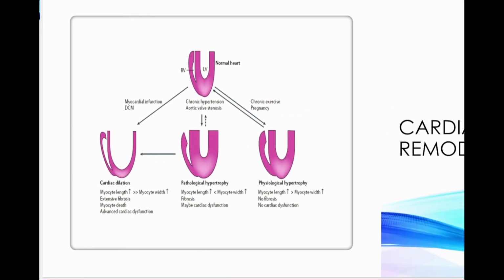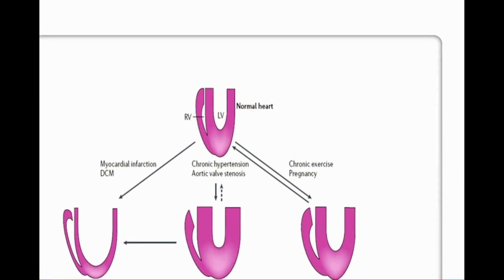So these are the different types of cardiomyopathies. Here's our normal heart. You can see the way the valves and the thickness of the walls are. Obviously, the left ventricle is going to be bigger than the right ventricle.